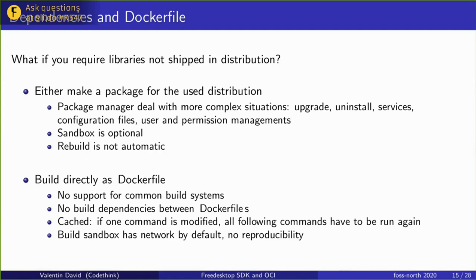And the other way is to use a Dockerfile, and the problem is that first, it doesn't have support for common build systems, so you will have to deal with calling lots of commands and maintain those, and if you want to change some configurations, lots of lines to modify. There are no build dependencies between Dockerfiles, so if you want to split into multiple Dockerfiles, which you can do, the order of building dependencies you will have to deal with externally, and unfortunately, things like Docker Compose don't deal with build dependencies. The cache is a bit awkward because it's per command. So if you have a complex graph of dependencies, that doesn't work because you will have to build everything that comes after. And also, as I said, the sandbox will still have network access. It's not very good for reproducibility.